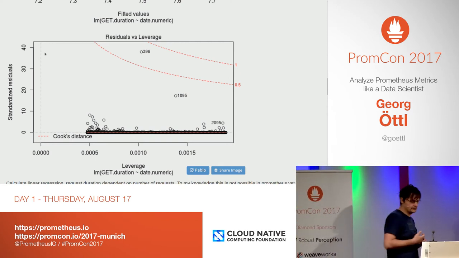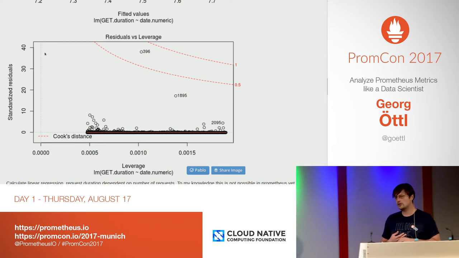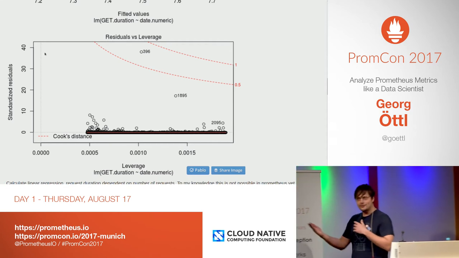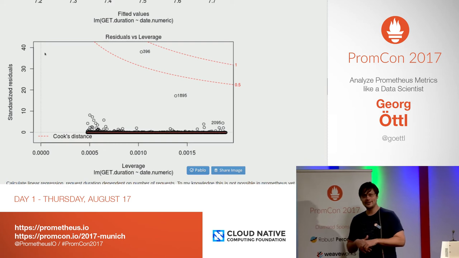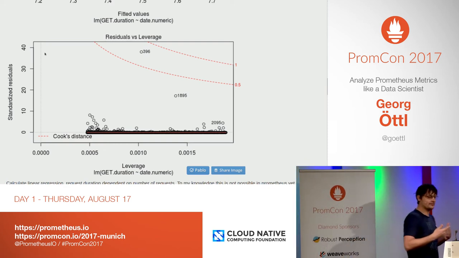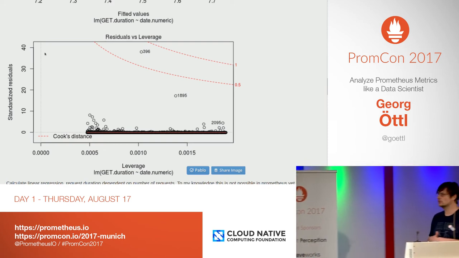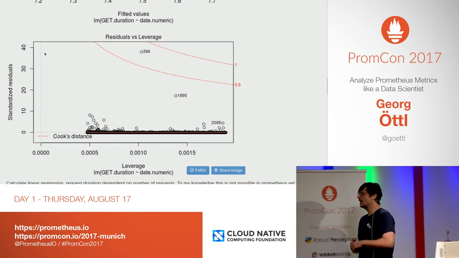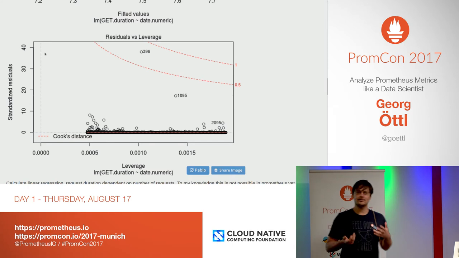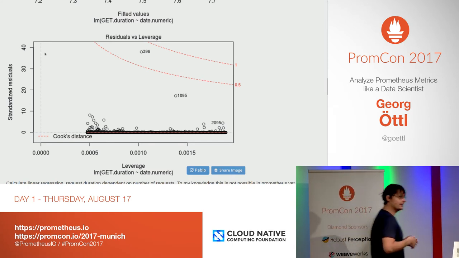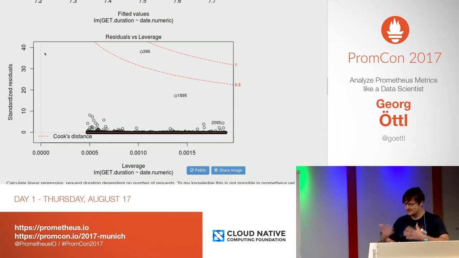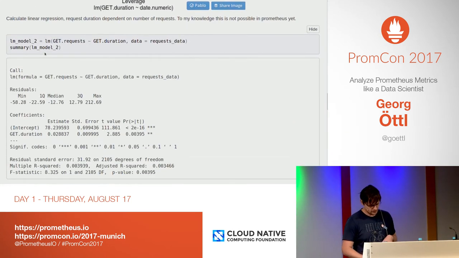So here it's a plot of residuals versus leverage. You can identify outliers. Outliers are bad for the predictive linear model training because they are states which normally don't happen. So if you want to train a predictive linear model, you want to remove these outliers. If you actually want to detect errors in the application, then you want to search for these outliers. So this is, in a nutshell, it.